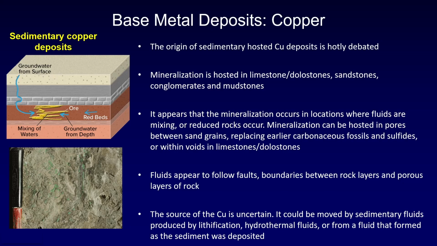And it appears that the mineralization is located in areas where fluids are mixing or where you have a reducing rock. So it looks like either you have two different fluids combining at a location, one of them contains the copper, and the mixing of the two fluids causes the copper to come out of solution and precipitate to form minerals. The other option is that you have a chemical reaction between your copper-bearing fluid and your rock, and that chemical reaction between the two once again results in copper minerals being formed.